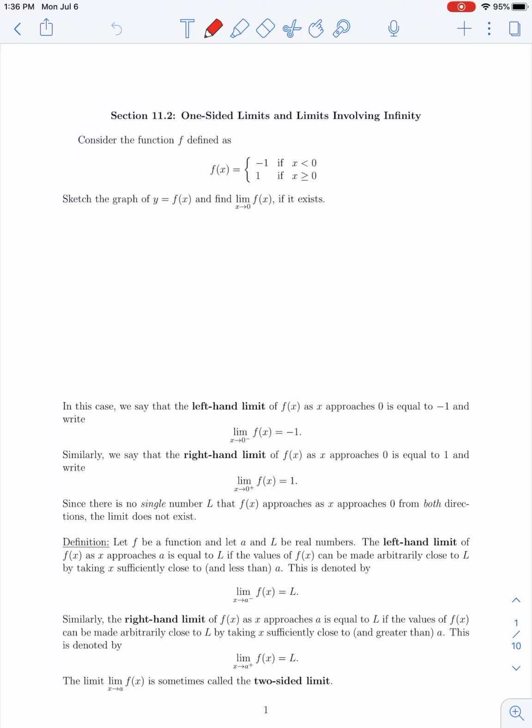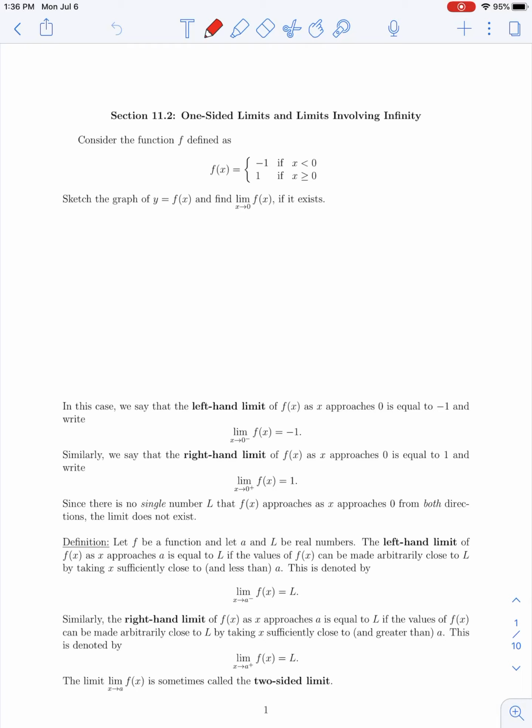Okay, in today's lecture, we're going to cover the section 11.2 material on one-sided limits and limits involving infinity. And the one-sided limits we had started to talk about intuitively at the end of the section 11.1 material. So we'll talk about those in much greater detail here.